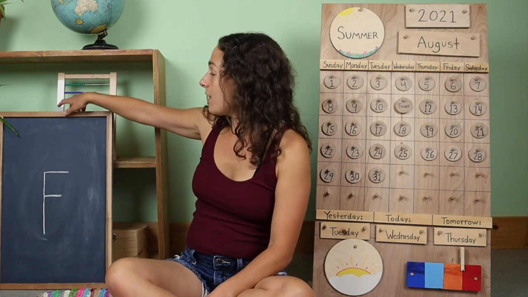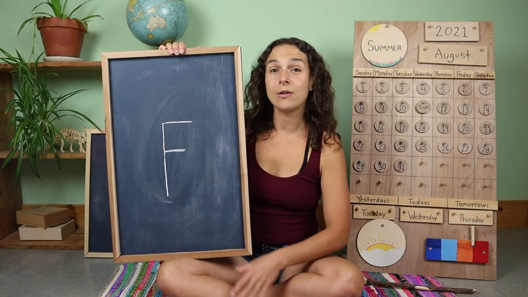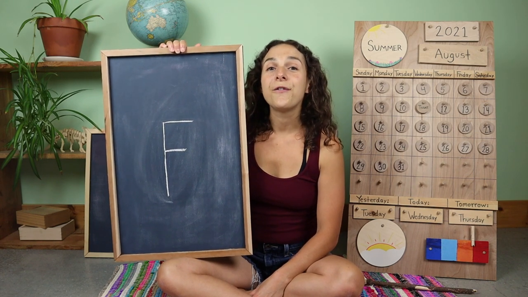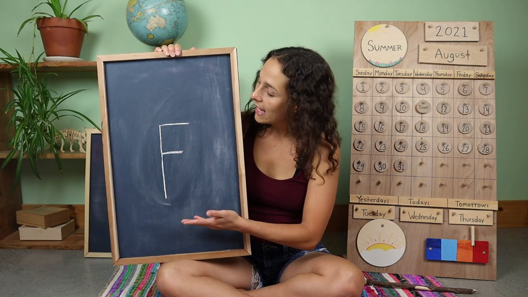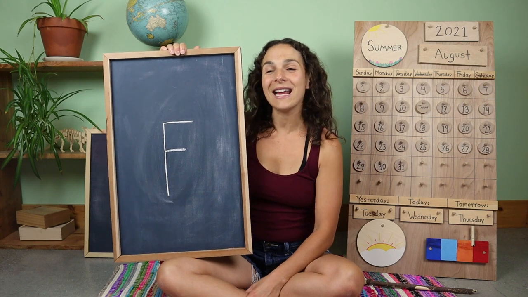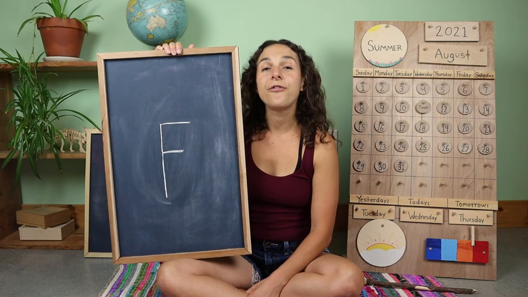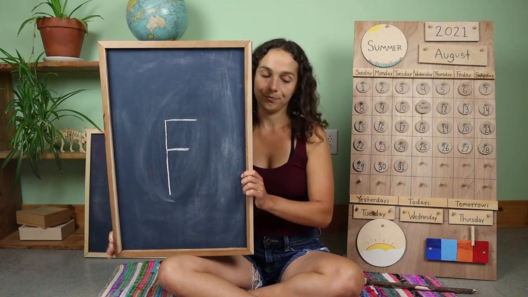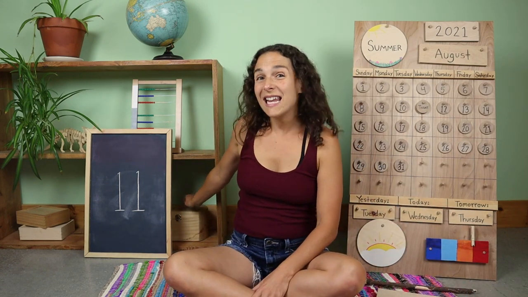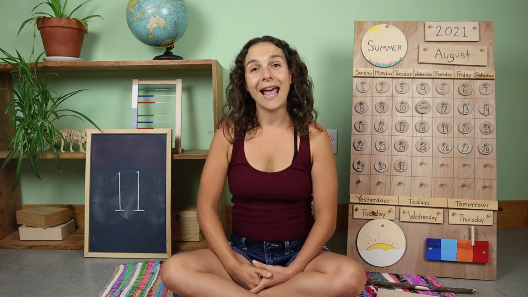Now let's move on to the letter, the number, and the sign of the week. Will you tell me what sound this letter makes? Let's do that together. And what letter is this? F, you're right. This is a capital or uppercase F. F says. So just like yesterday, I don't have something that's inside of the letter box, but I do have something that starts with the letter F.